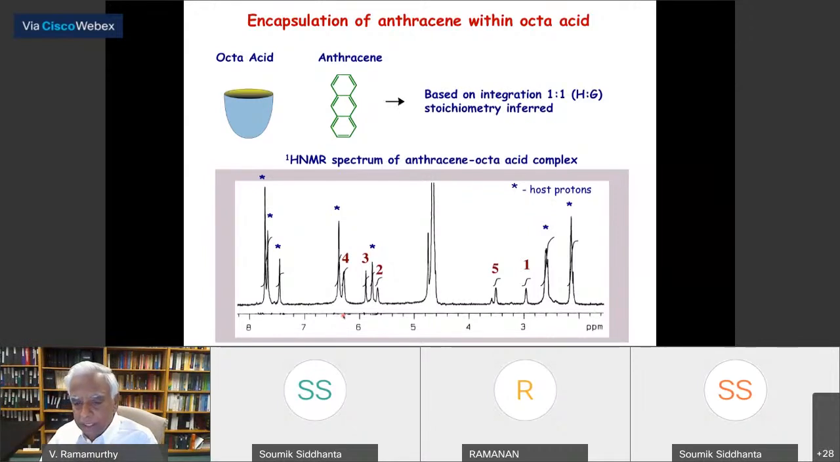Okay. And then if you measure the integration, you can get the stoichiometry, how many anthracene molecules and how many host molecules are involved in the complex. Okay. According to the integration, it is 1 to 1. 1 to 1 means one host, one guest. But you have to remember, when you say 1 to 1, it can be 2 to 2, 3 to 3, 4 to 4.